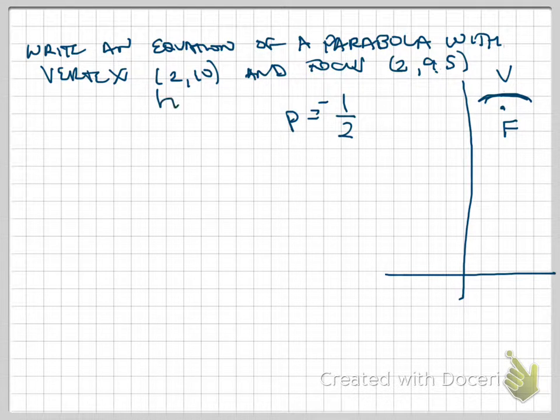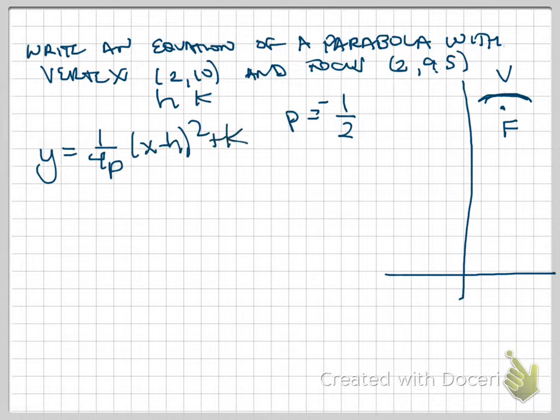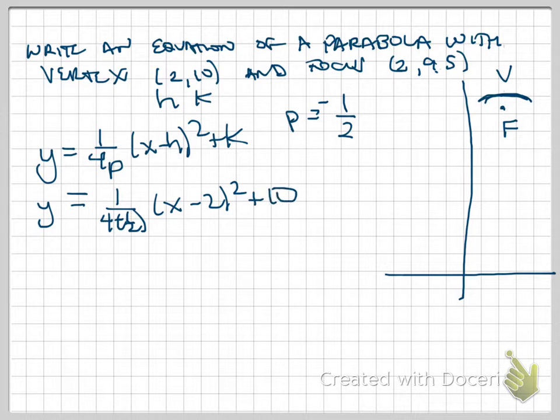Now we can solve for this. We know that h is 2, k is 10, and this is a downward facing parabola, so y = 1/(4p)(x - h)^2 + k. So this is y = 1/(4 times -1/2) times (x - 2)^2 + 10. Half of -4 is -2, so y = -1/2 (x - 2)^2 + 10 is the equation.